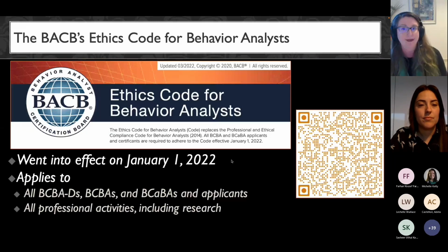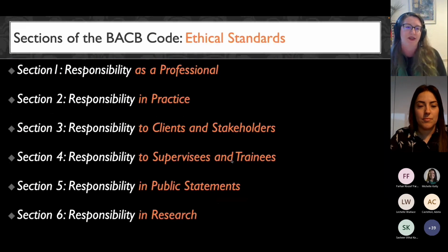So if you're in graduate school, taking your coursework, getting your fieldwork, this applies to you as well. And it covers all of our professional activities, including research. If you look at the code now, it has 6 sections. What we're really going to be zooming into today is section 6, responsibilities in research.